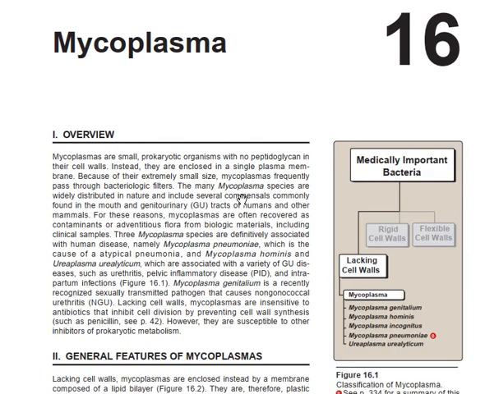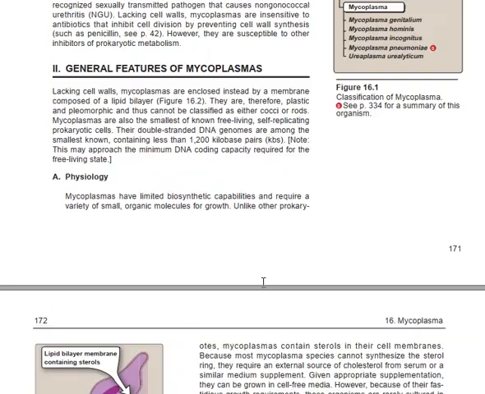So here we're going to start with the classification of Mycoplasma. Starting with the medically important bacteria, we have the ones that lack a cell wall, the ones that have a rigid cell wall, and the ones that have a flexible cell wall. We have already finished with both of them. We now go to the ones that lack a cell wall. Examples of bacteria that lack a cell wall are the Mycoplasma. Examples of Mycoplasma include Mycoplasma genitalium, Mycoplasma hominis, Mycoplasma incognitus, Mycoplasma pneumoniae, and Ureaplasma urealyticum. All these are Mycoplasma species.